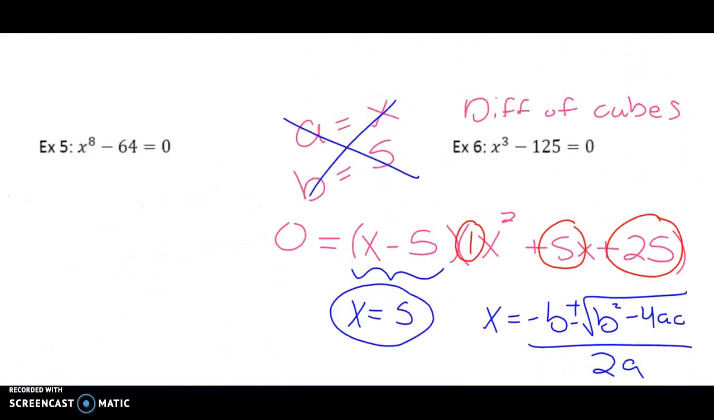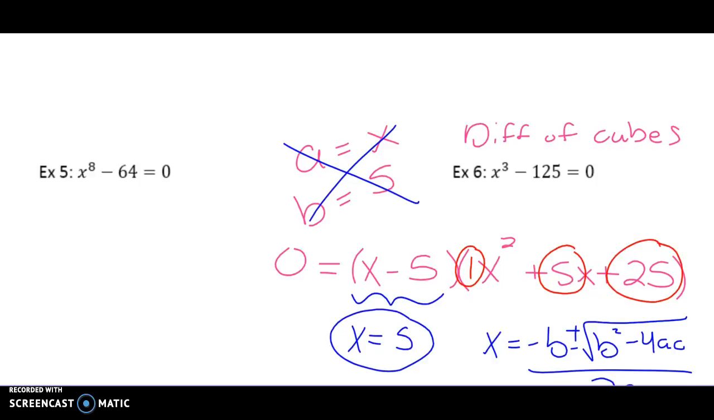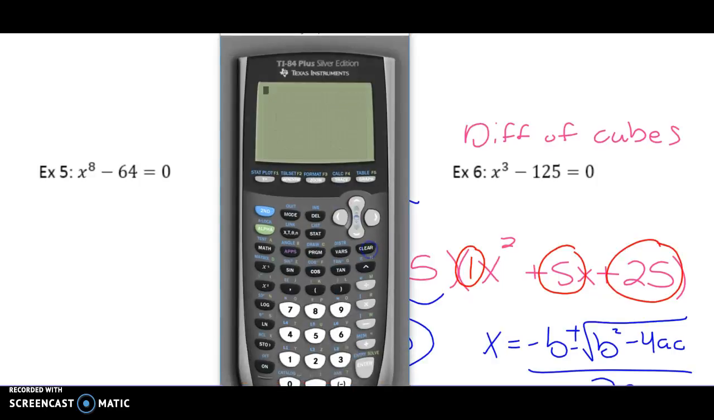And then if we graph that, x cubed minus 125, you'll see that there is only one x-intercept.